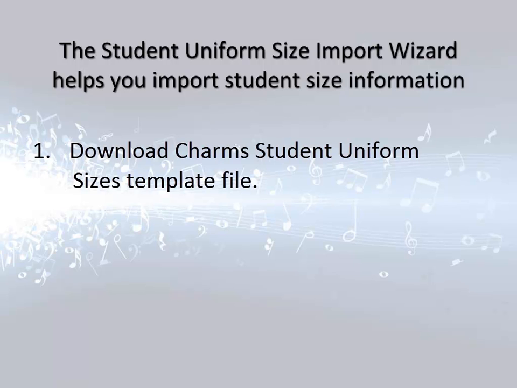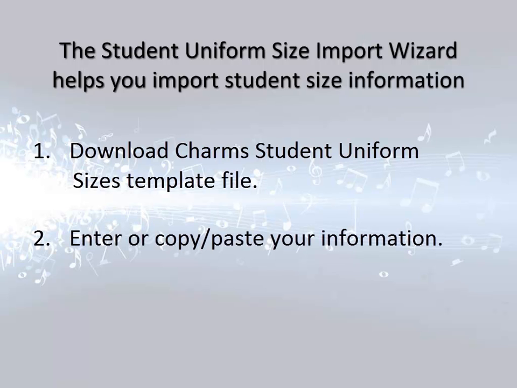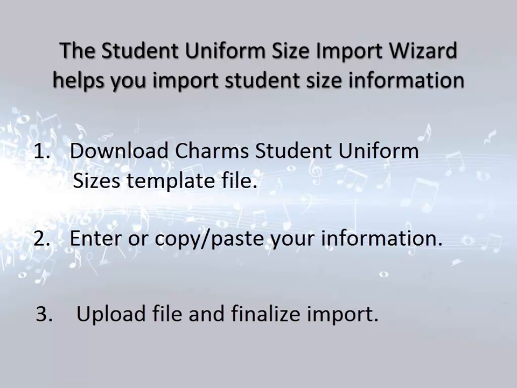First, you'll need to download the CHARMS Uniform Size template. This file is a spreadsheet to help you put your size information in the right order for the import. You must use this file for the import. Once you have downloaded the template, you'll work with that file in Excel to prepare your information. When the information is ready to import, you'll return to the Import Student Uniform Size Wizard screen in CHARMS, where you will upload the Excel file, review the data, and finalize the import. Now that you understand the process, let's look at each procedure.